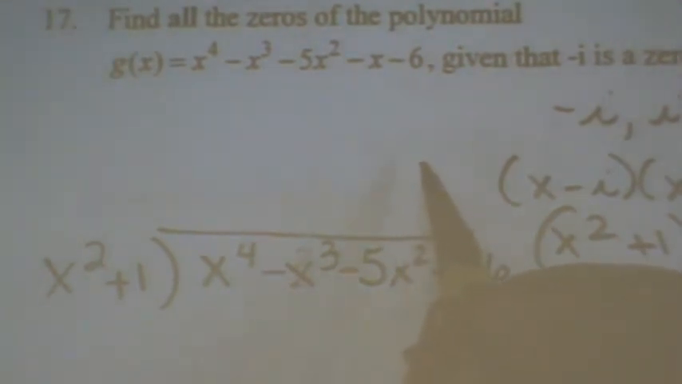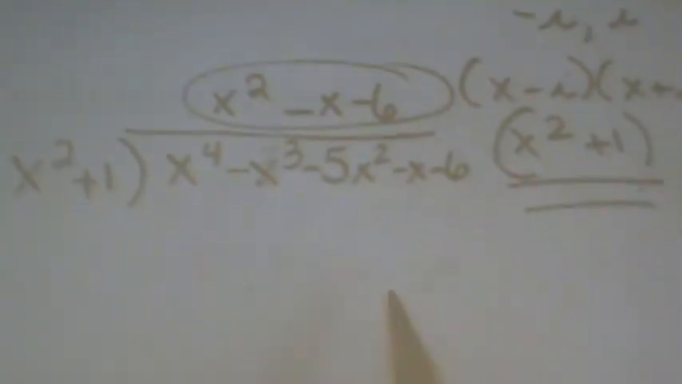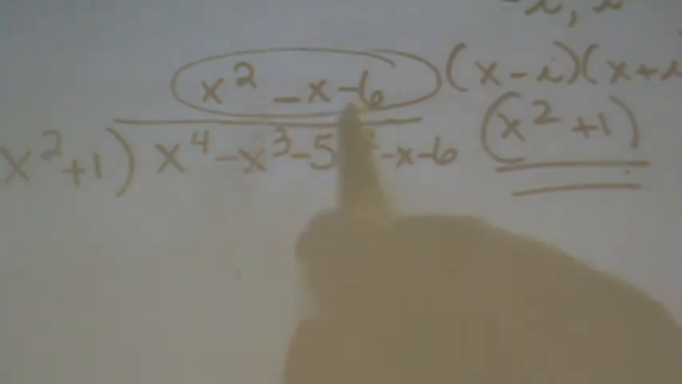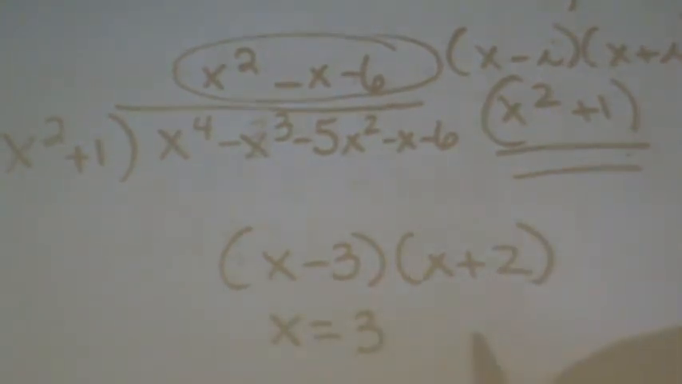And what you end up getting here on top, after you do it, I'm running out of time, so I'm going to go quick, x squared minus x minus 6. Now what you're going to do, to find the other 2 zeros, you're going to factor this, x minus 3 and x plus 2. So your other 2 zeros are 3 and negative 2. So because it's a 4th degree problem, there's 4 zeros. They gave you a hint. If negative i is a 0, so is positive i. And then 3 and negative 2.